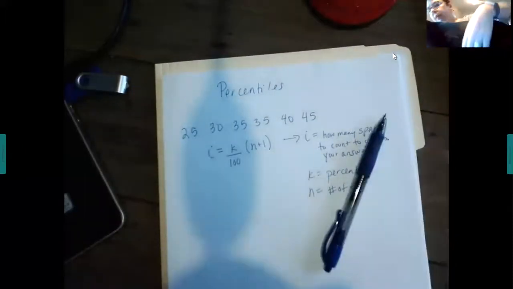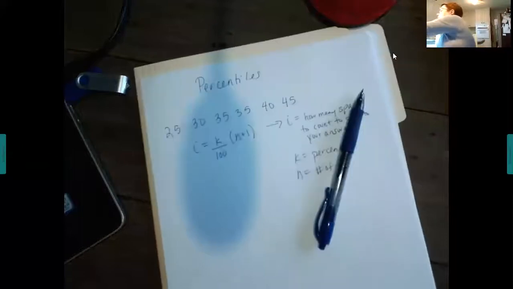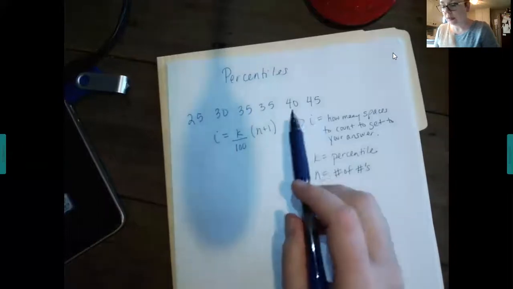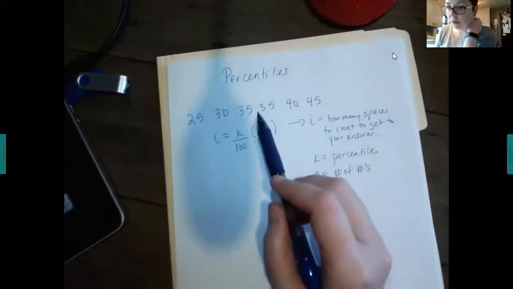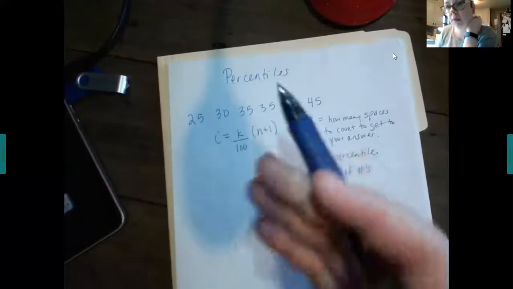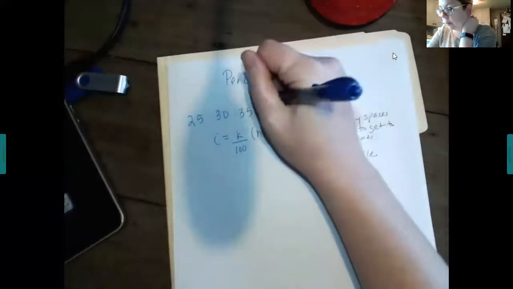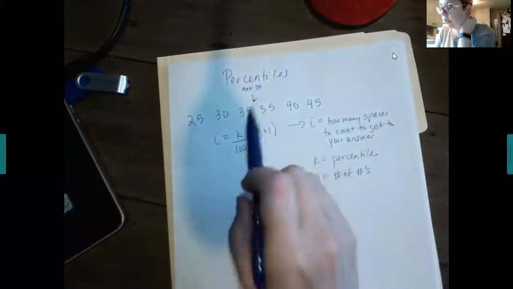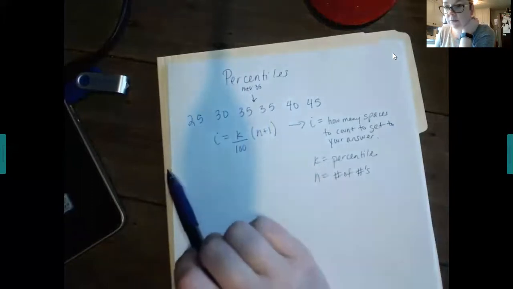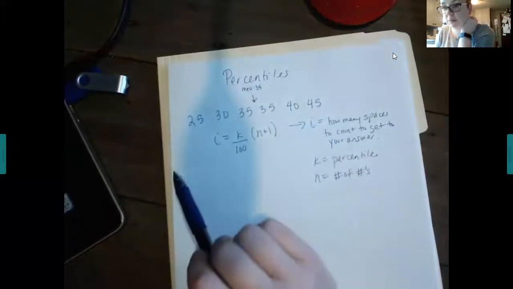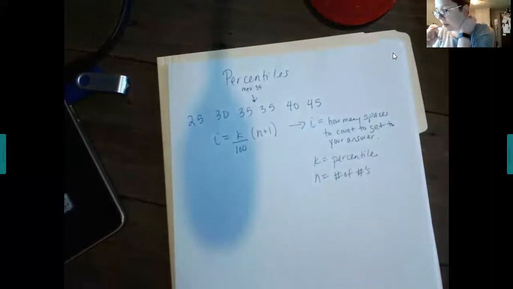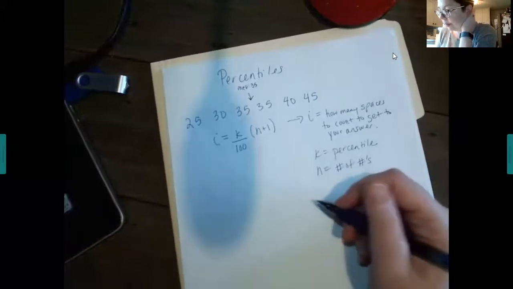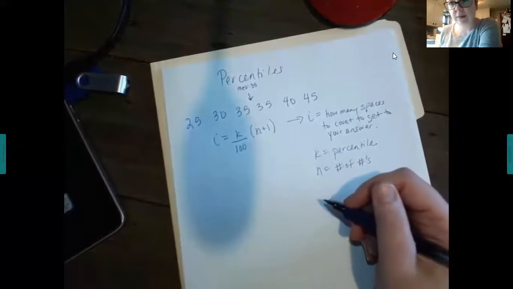Not going to work out, is it? So let's say when we look at this set of data, we know that when we found the median of 35, the median is the middle. So the middle is 50%. So we know that our median here was 35. So we know that anything below this is going to be lower than the 50th percentile, and anything above that is going to be above the 50th percentile.